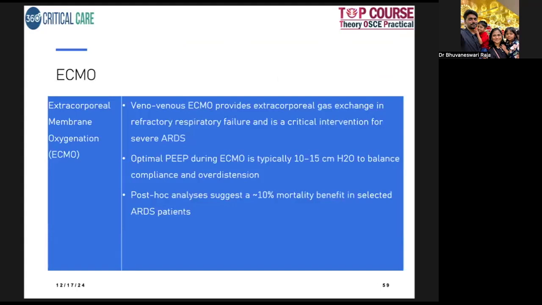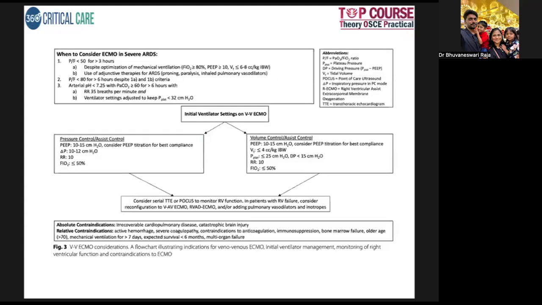Coming on to ECMO, veno-venous ECMO provides extracorporeal gas exchange in patients with refractory respiratory failure. Optimal PEEP during ECMO is typically 10 to 15 centimeters of water to balance the compliance and over distension. As per studies, ECMO had a 10% mortality benefit in selected ARDS patients.